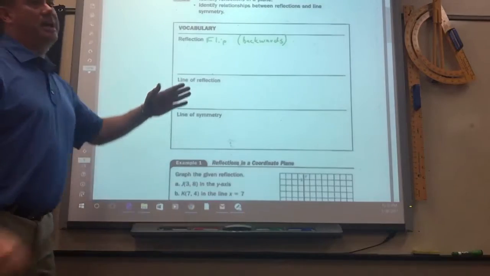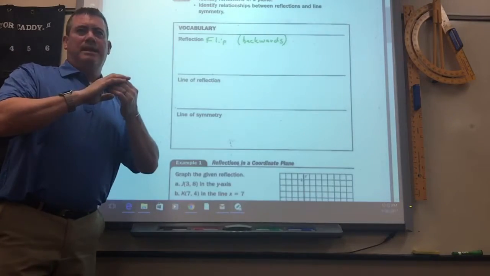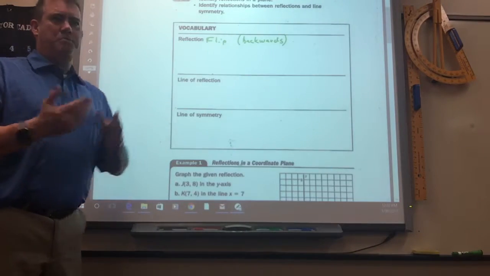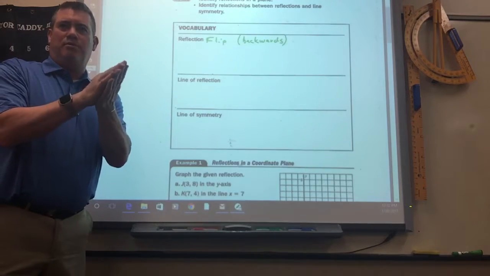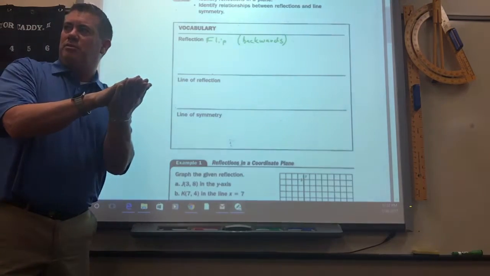The line of reflection is what you flip it over. Or if it was a piece of paper, it'd be what you folded. You'd fold on that line so it folds over to on top of something.